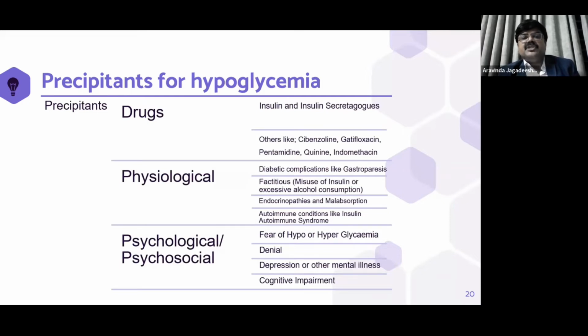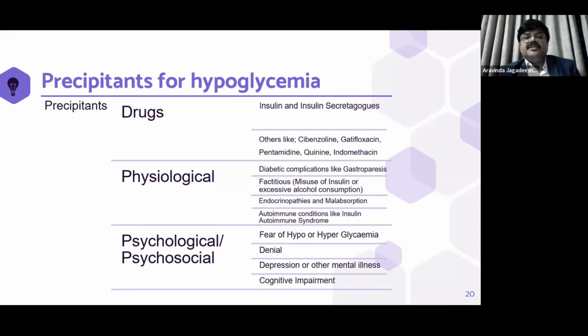Next is the physiological one, that is diabetic complications like gastroparesis. Next may be factitious, like misuse of insulin or excessive alcohol consumption. Next are endocrinopathies and malabsorption. Next are autoimmune conditions like insulin autoimmune syndrome.